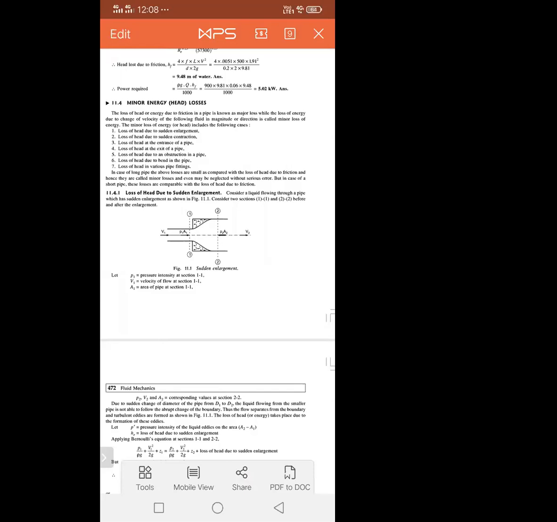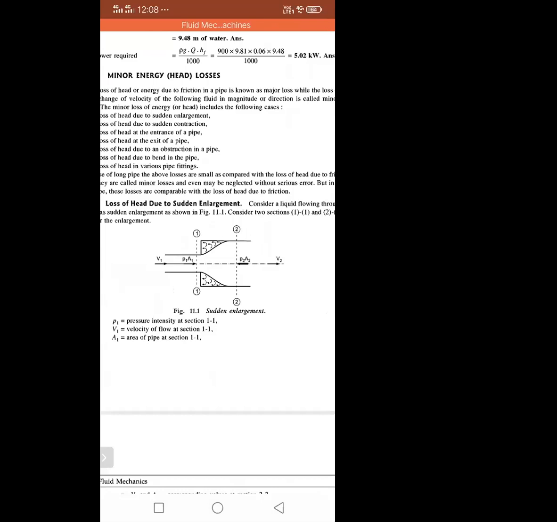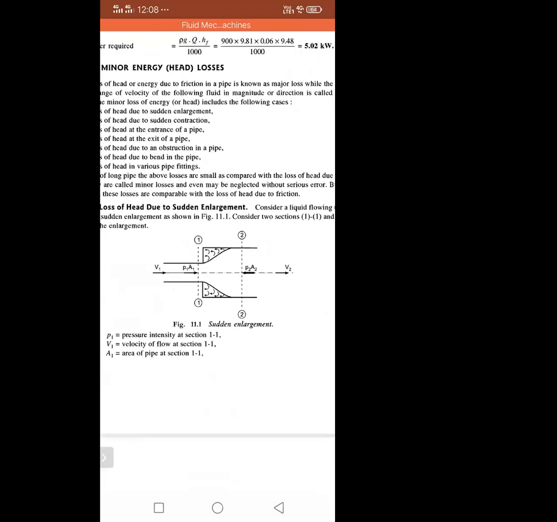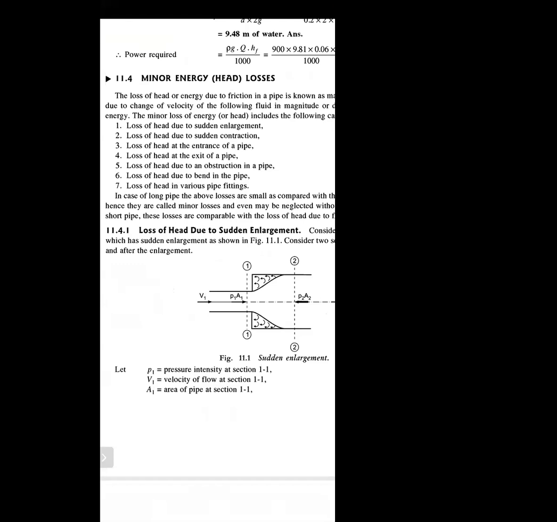Then minor losses through pipe. There are 7 types of minor losses: loss of head due to sudden enlargement, loss of head due to sudden contraction, loss of head at entrance of the pipe, then loss of head at the exit of the pipe, loss of head due to an obstruction in pipe, loss of head due to bending of pipe, and loss of head due to various pipe fittings. These are the minor losses.